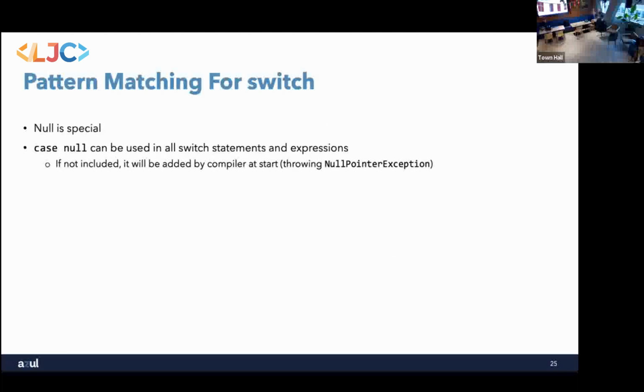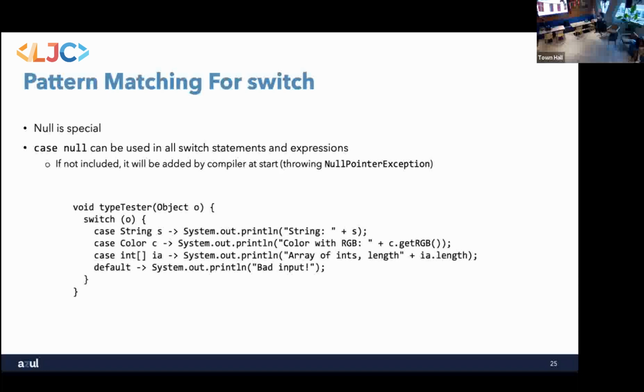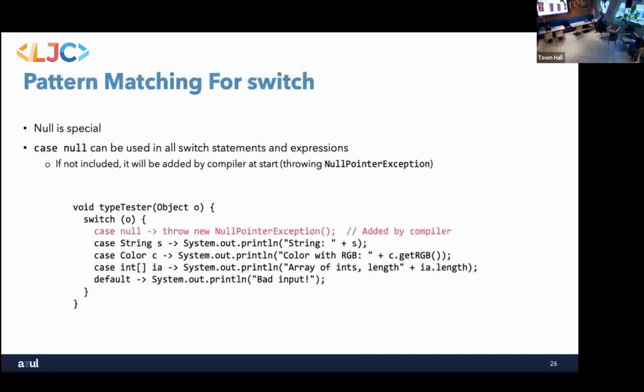Now, a little bit more about null, because null is special. In this case, null can be used in switch statements and expressions. But if you don't include it, the compiler will put that in there for you. So it's the idea of backwards compatibility. What they want is the code to behave in the same way. If you don't put a specific case in there for null, the compiler will insert it and it will throw a null pointer exception. If we change our code so we don't have an explicit case for null, we've just got our types in the default, then what the compiler will effectively compile is having a case null, which throws a new null pointer exception. So as I say, it does exactly the same thing as it did before, doesn't break backwards compatibility.